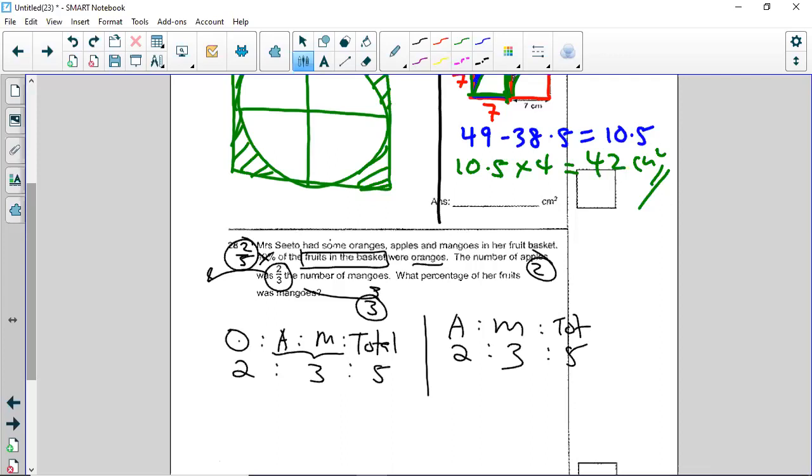Compare what? Compare the same kind. Can you see the apples and mangoes is 3 units? And the apples and mangoes here is 5 units. So they are not equal. So you will need to make them equal.